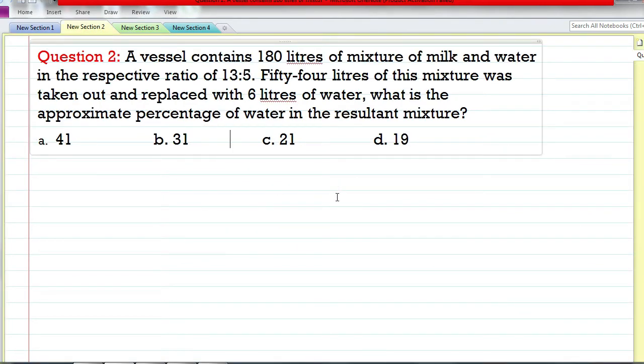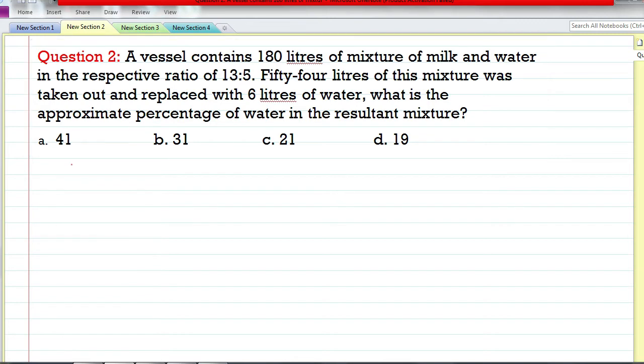A vessel contains 180 liters of mixture of milk and water in the respective ratio of 13:5. 54 liters of this mixture was taken out and replaced with 6 liters of water. What is the approximate percentage of water in the resultant mixture?